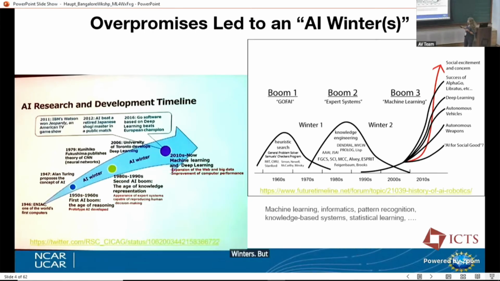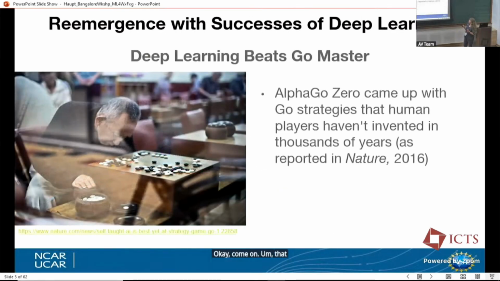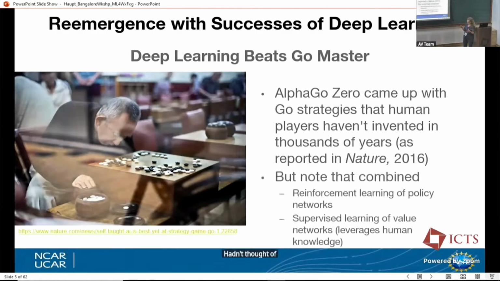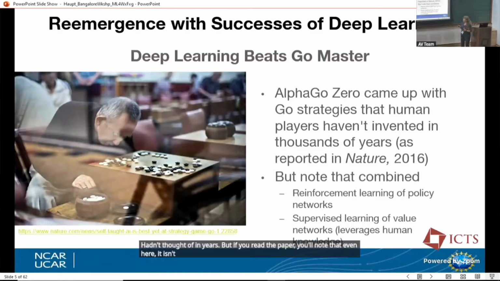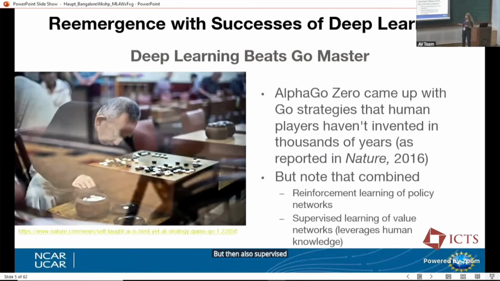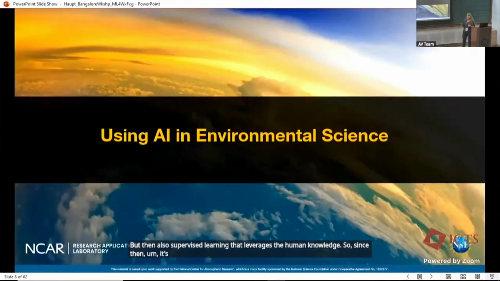But then we had, okay, that's when deep learning beat the Go master. And AlphaGo came up with strategies that humans hadn't thought of in years. But if you read the paper, you'll note that even here, it isn't magic. They used reinforcement learning for policy networks, but then also supervised learning that leverages the human knowledge. So since then, it's really been off and going.